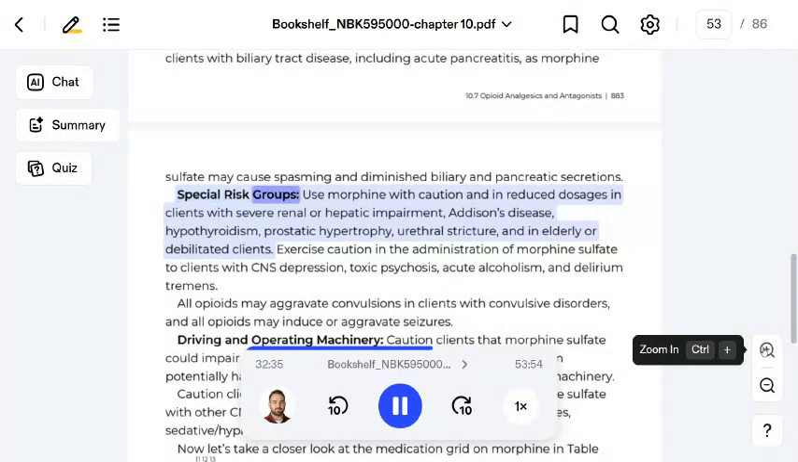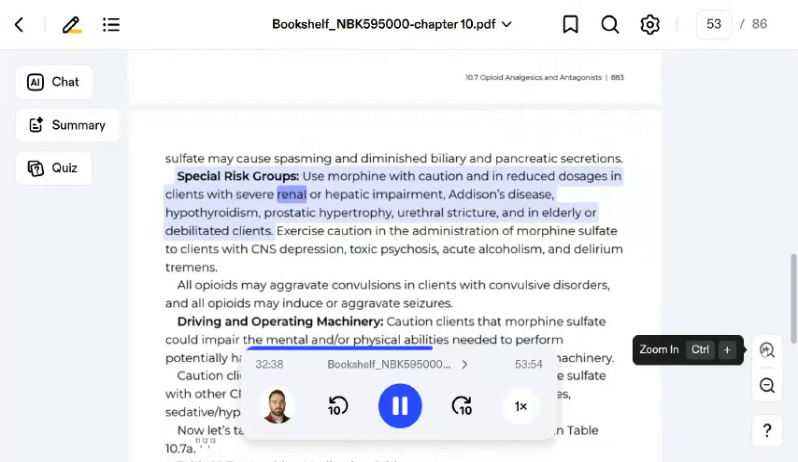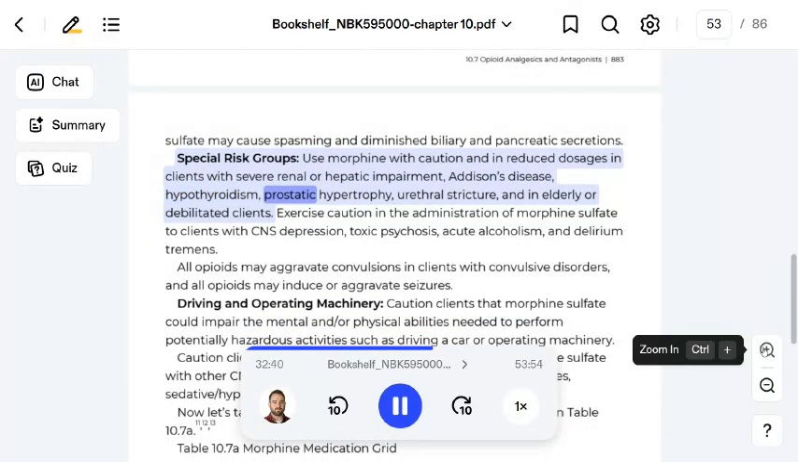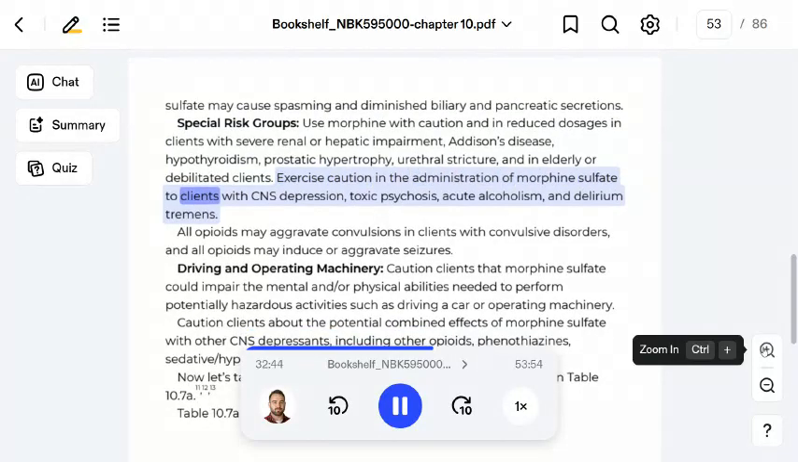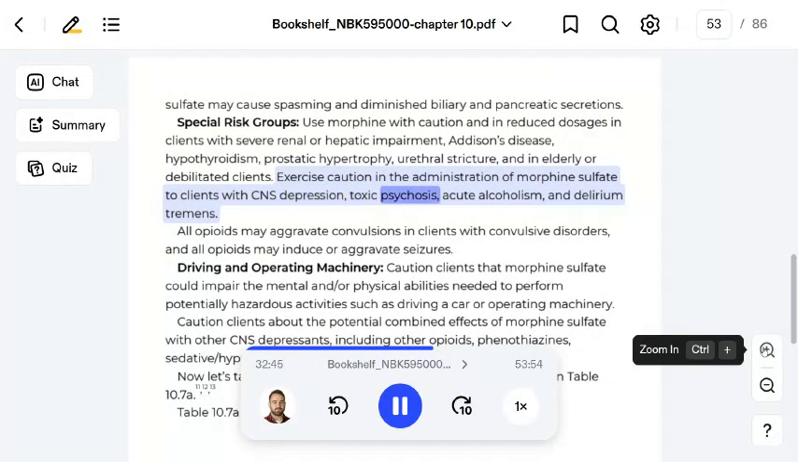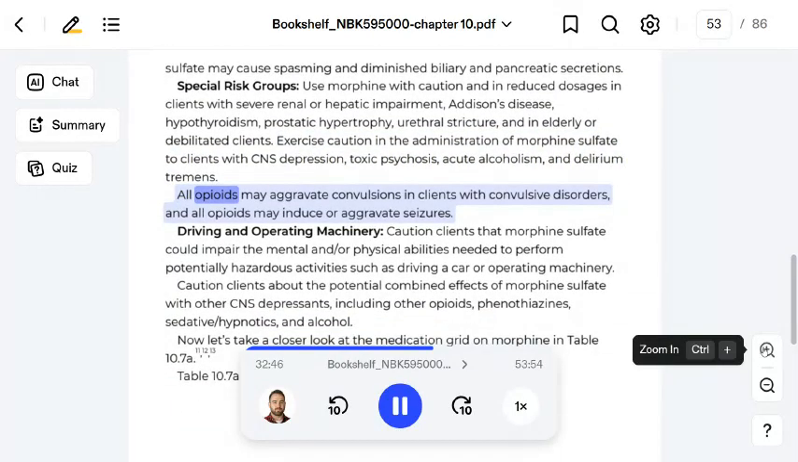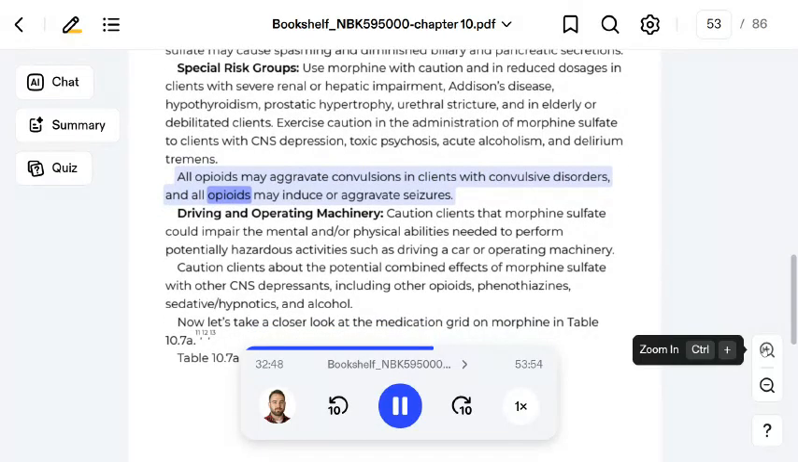Special risk groups. Use morphine with caution and in reduced dosages in clients with severe renal or hepatic impairment, Addison's disease, hypothyroidism, prostatic hypertrophy, urethral stricture, and in elderly or debilitated clients. Exercise caution in the administration of morphine sulfate to clients with CNS depression, toxic psychosis, acute alcoholism, and delirium tremens. All opioids may aggravate convulsions in clients with convulsive disorders, and all opioids may induce or aggravate seizures.